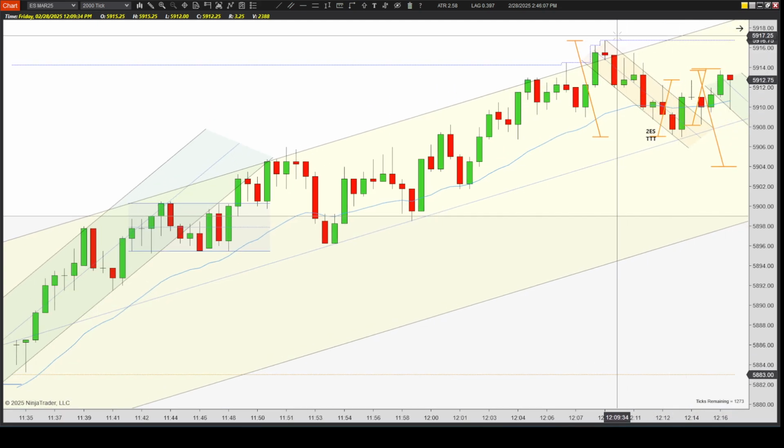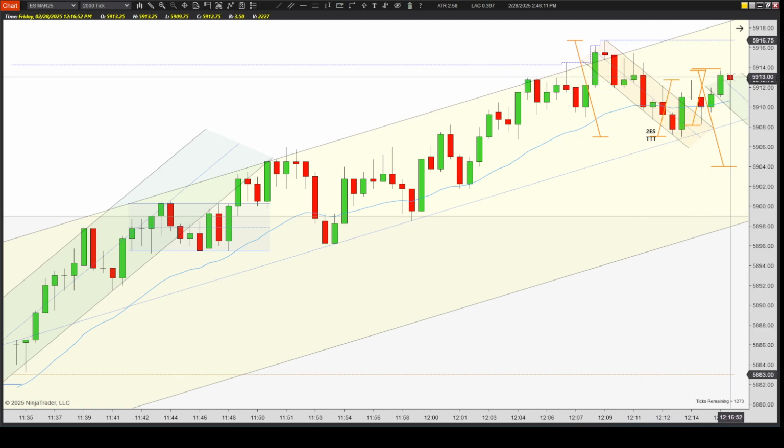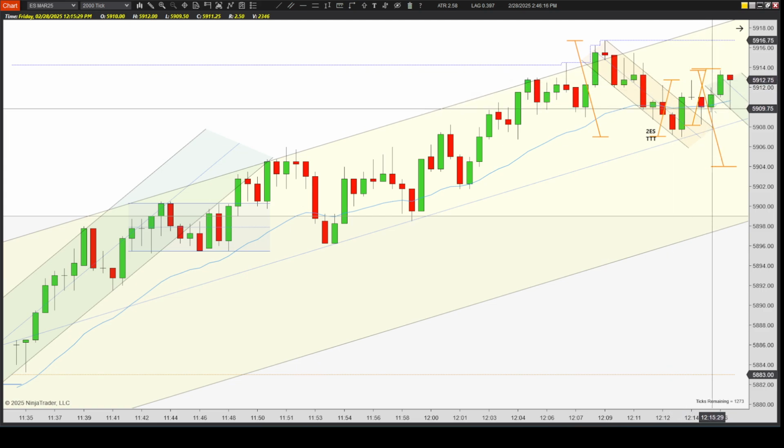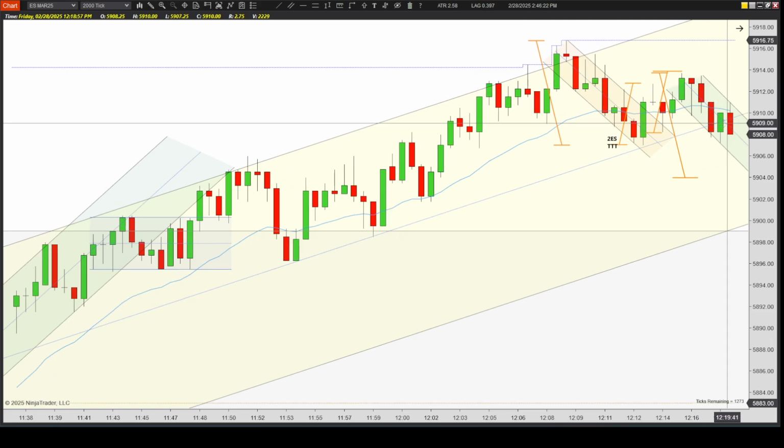First entry long, second entry long, new low, first entry short, second entry short. This is a confirmed second entry short, but is it a second entry short failure or a confirmed second entry short? It's a little ambiguous. I'm leaving it alone. I wish this was a green candle, but it flushes down.